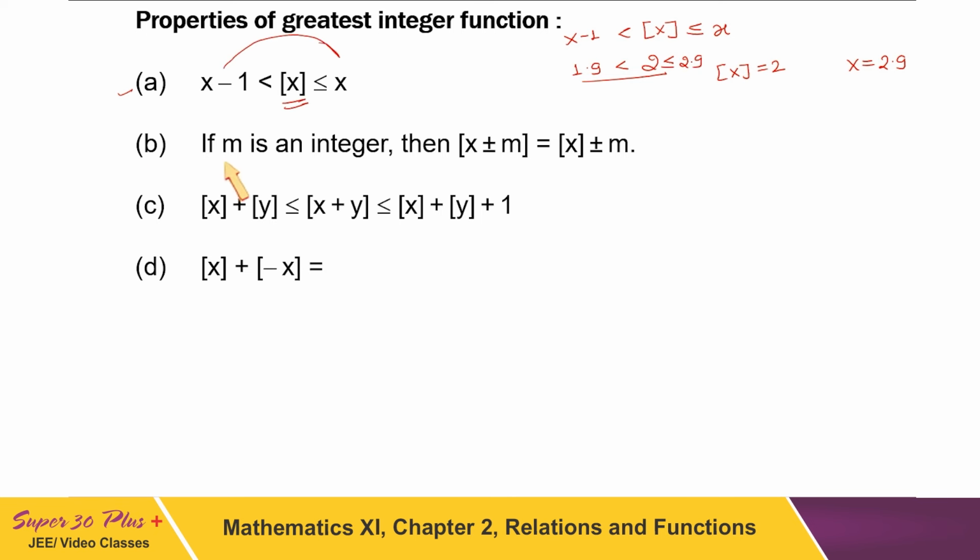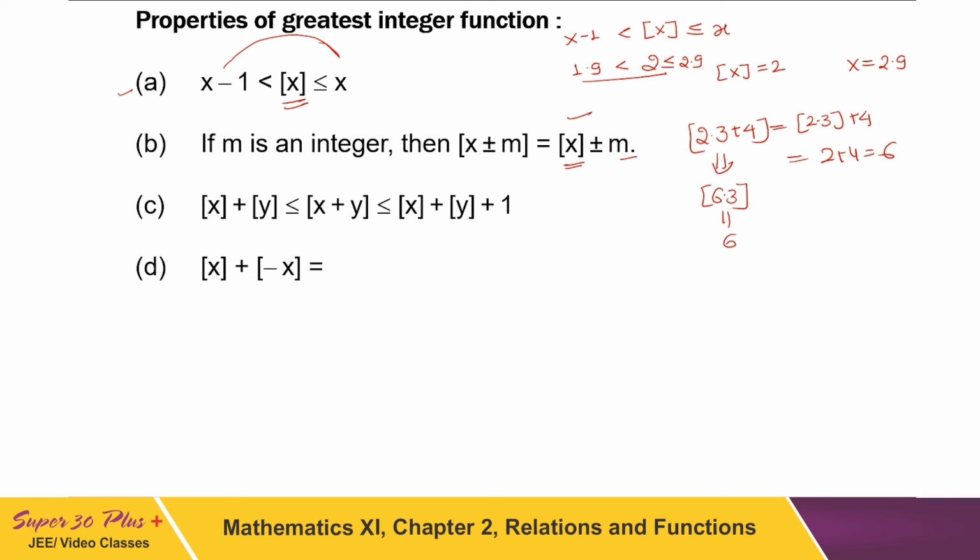Property B: if m is an integer, then the greatest integer of x plus or minus m is equal to the greatest integer of x plus or minus m, where m is an integer. Suppose we take 2.3 plus 4. Then the answer will be the greatest integer of 2.3, plus 4, which is 2 plus 4, so the answer is 6. In the same condition, if we find the sum of these two numbers, it is 6.3, and the greatest integer of 6.3 will be 6. This means this property is true.